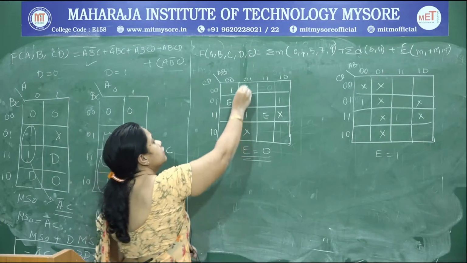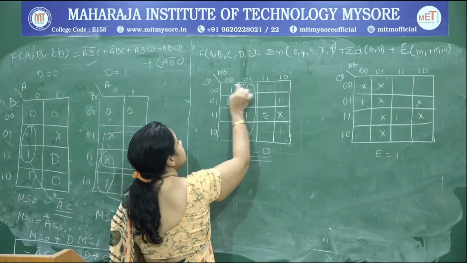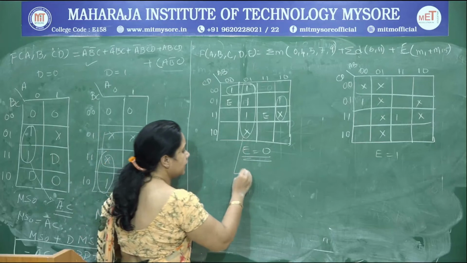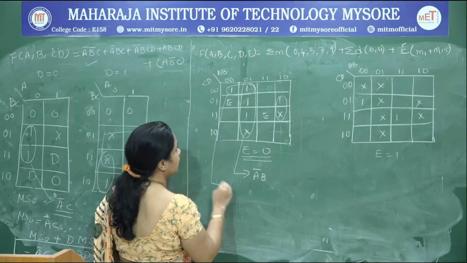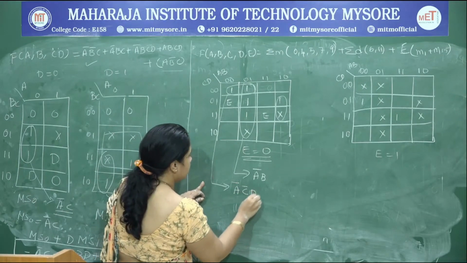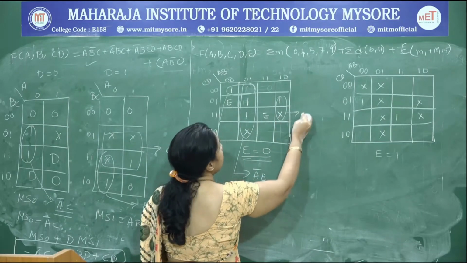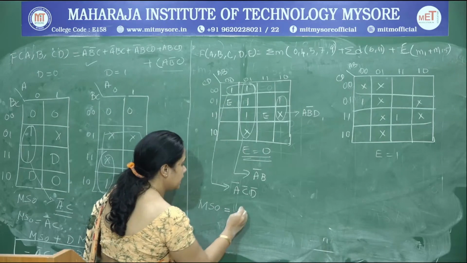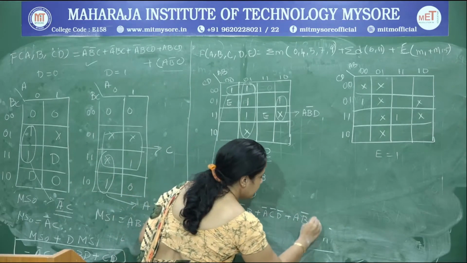So, if you can see here, these 4 ones, they form a quad, and coming to these 2 ones, they form adjacent ones, a pair, and this too forms a pair. So, we end up getting a quad and 2 pairs. What is common here is we have A bar is common and B is common, and coming to this pair, we have A bar, C bar, D bar, where B plus B bar ends up being 1 and is eliminated, and coming to this pair we have A B bar D. So, here MS naught is going to be A bar B plus A bar C bar D bar plus A B bar D. This is your MS naught.